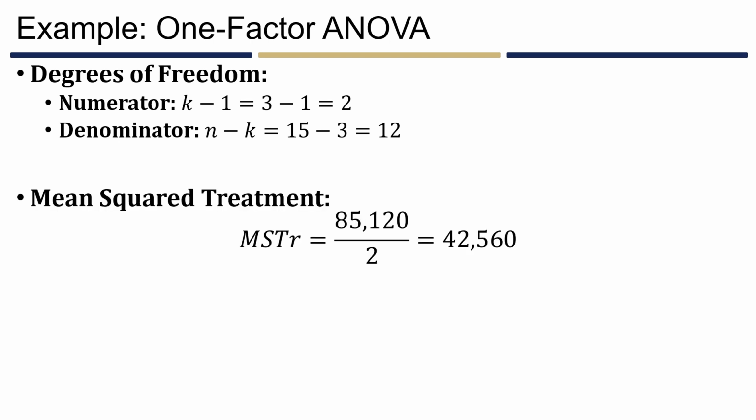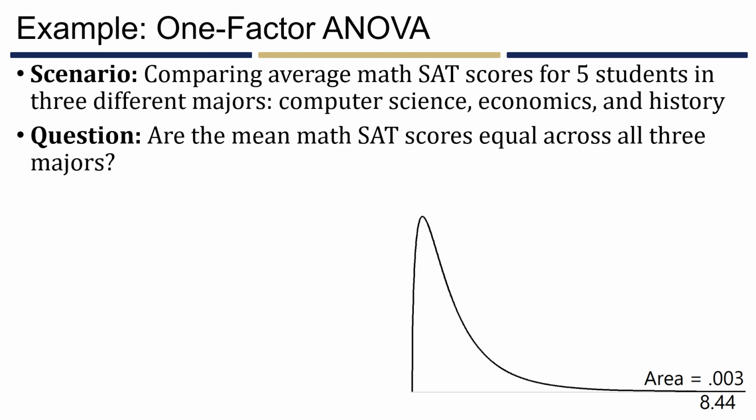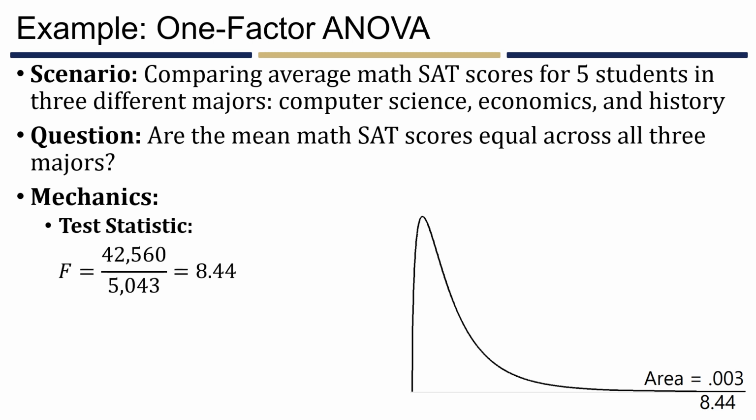To calculate the mean squared treatment, or the MSTR, we take the between group variation, 85,120, and divide it by its degrees of freedom, 2, to get 42,560 as our MSTR. And to get the mean squared error, the MSE, we take the SSE, our within group variation of 60,520, and divide it by its degrees of freedom of 12 to get our MSE of 5,043. So to finish off the mechanics, we can take our mean squared treatment, 42,560, and divide it by the mean squared error, 5,043, to get our test statistic of 8.44.